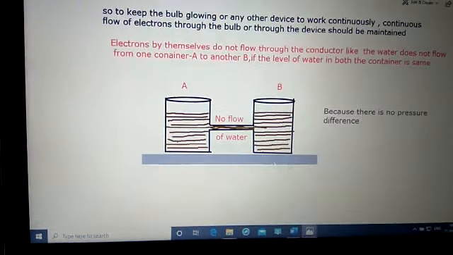Next, you can see in this picture, there are two tanks. One is A, another one is B. I have taken water in both the containers. The level of water in both the containers is the same. And these two containers are connected by a straight pipe. Do you think water can flow from A to B or B to A? No. Water doesn't flow either from A to B or from B to A.